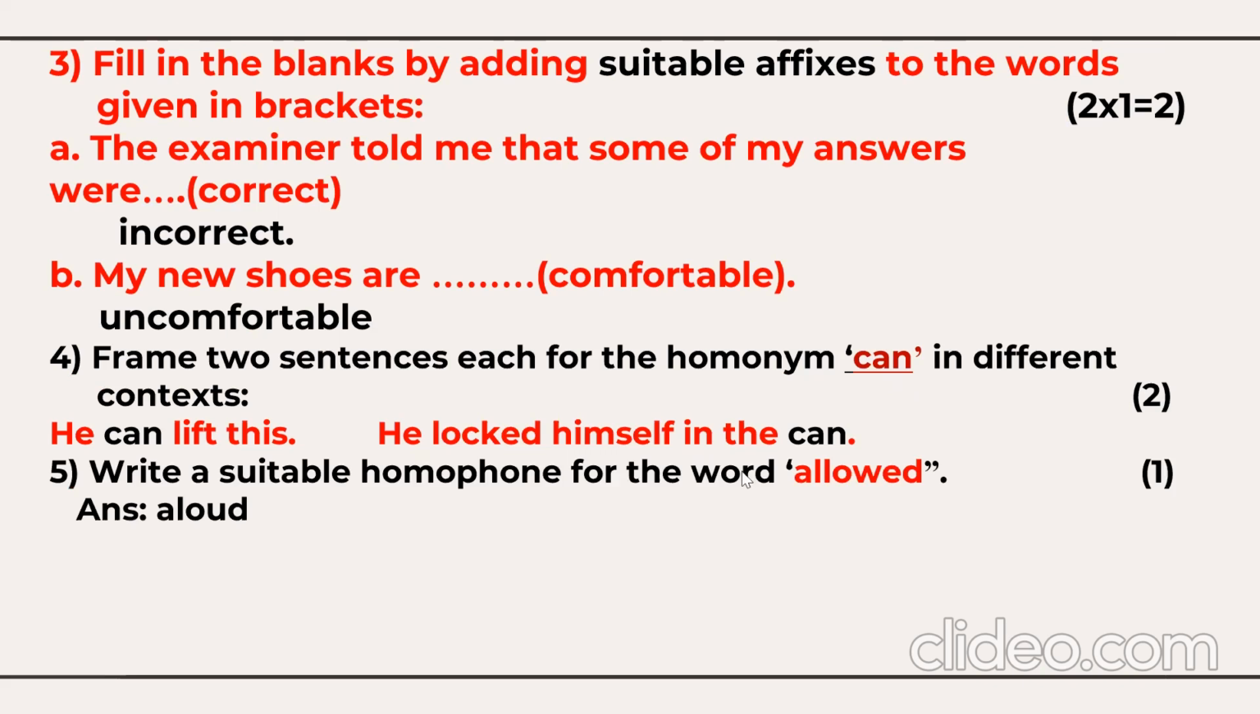Then you have here homophone for the word allowed. Homophone, same sound, same pronunciation, different meaning and different spelling. So allowed, A-L-L-O-W-E-D, allowed. So we have homophone is here, aloud, A-L-O-U-D. Both pronunciation have the same, but different spelling and different meaning. That's the meaning of homophone for 1 mark.